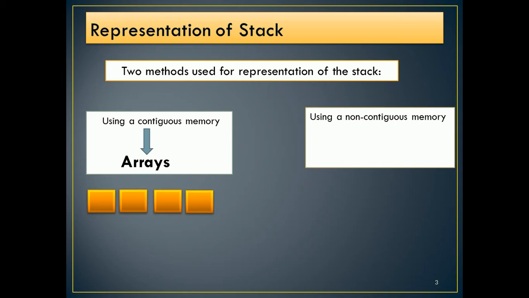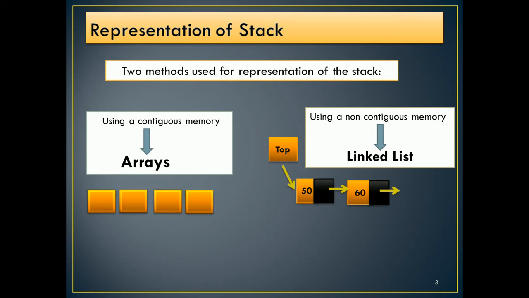Now the second representation of the stack is using non-contiguous memory locations, and the non-contiguous memory location is nothing but the linked list, that is a dynamic memory location. By using the linked list we can also represent the stack. As you know, a single linked list has two fields: the first one is a data field and the second one is an address field. One of the most important variables in the stack is top, and that top points to the first element present in your linked list.